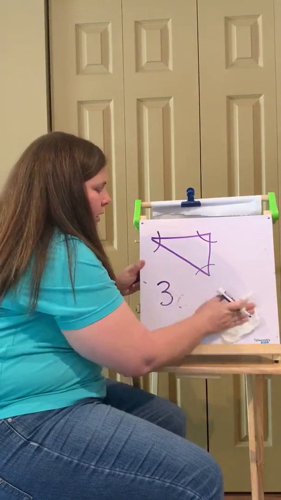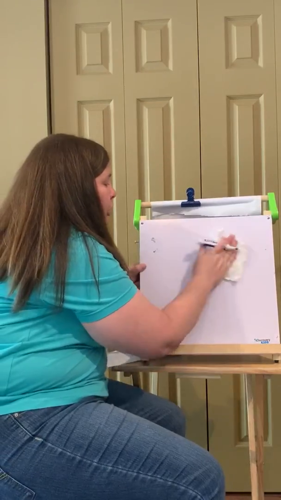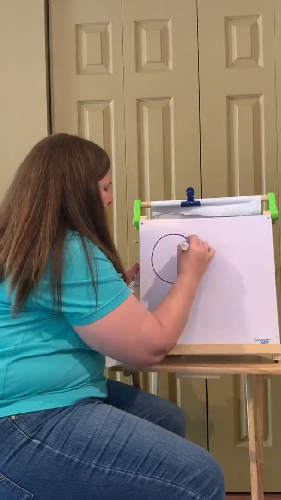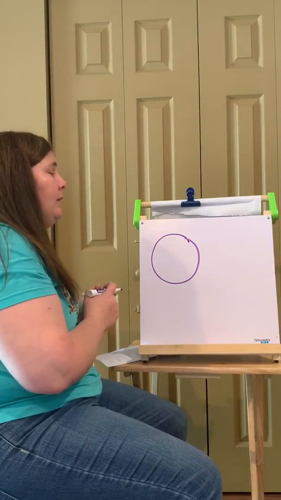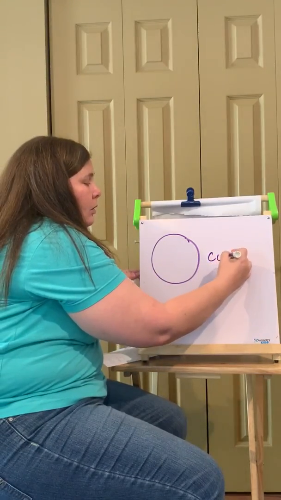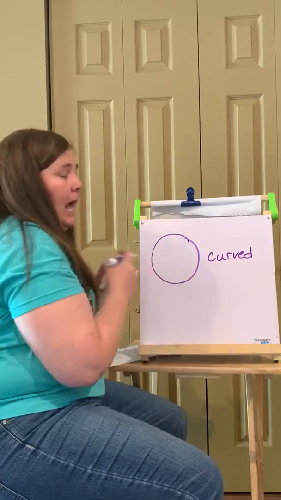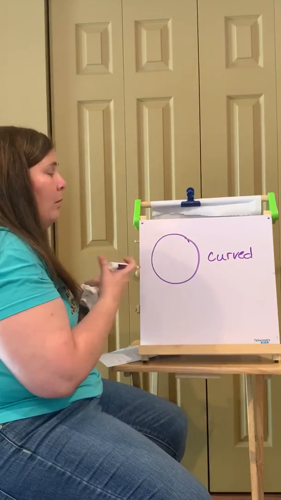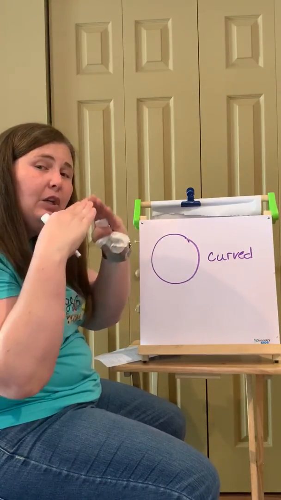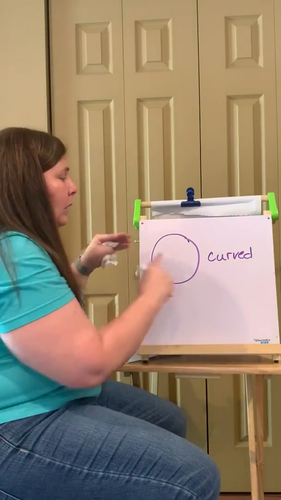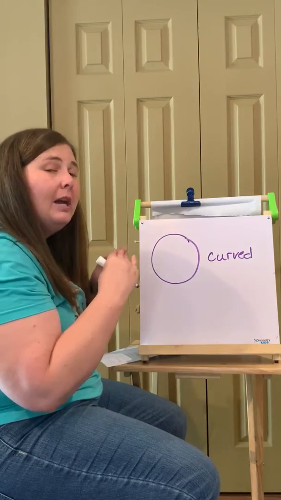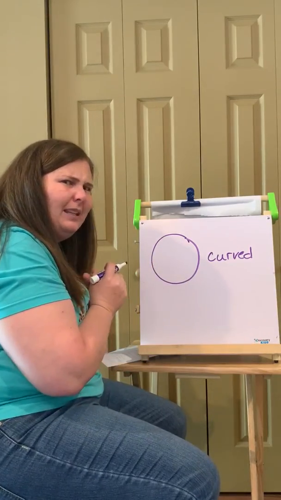Now, when we're talking about corners, I want to show you one more shape. Okay. Now, we said that this is a closed shape. We said that it has curved lines. And I want to know how many corners does this shape have? Well, remember we said a corner is where 2 straight lines go together. Well, if my lines are curved, there is no point where 2 straight lines go together. So how many corners do you think this circle has?